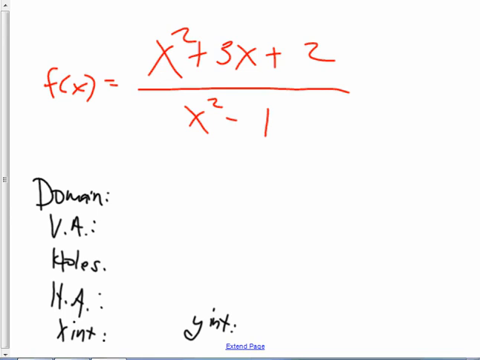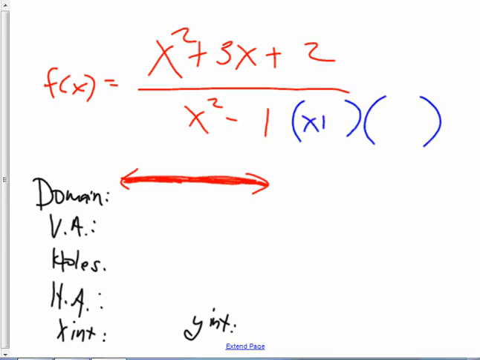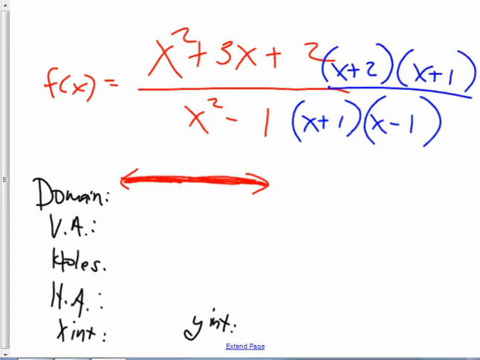So domain, all real numbers work except what? I like to make these as the number line. Everything works except, well, the only things that will make this crash is if the bottom becomes a 0. On the bottom, x plus 1 and x minus 1. On the top, x plus 2 and x plus 1. So if I'm talking about the domain, I'm looking down here and seeing -1 and +1 are going to be problems. So I put in -1 and +1 and say, can't be -1, can't be +1.